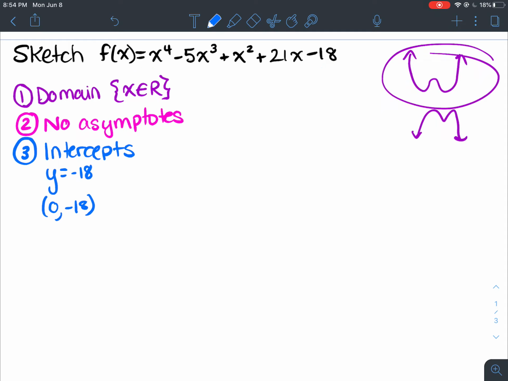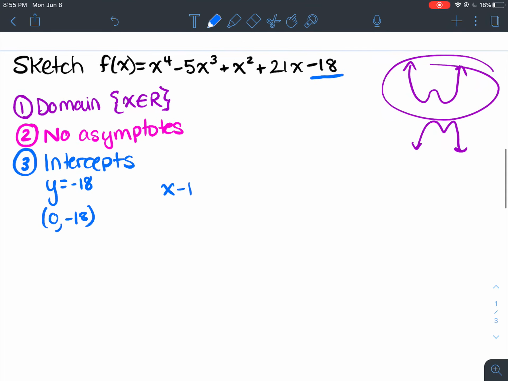So using long division or synthetic, whatever your choice is, you would look for factors by examining this value here and picking multiples of that. So for example, I could try 1. And I would just sub 1 into the equation. So this is the factor theorem or remainder theorem. 1 to the power of 4 minus 5 times 1 cubed plus 1 squared plus 21 times 1 minus 18. And if I do that math, it actually equals 0. So I know that x equals 1 is going to be a root. So therefore, x minus 1 is going to be what I can factor out.